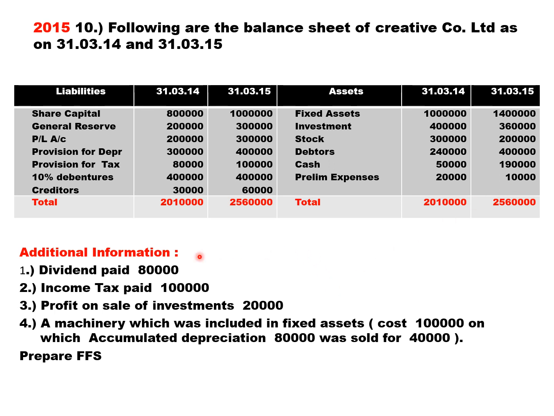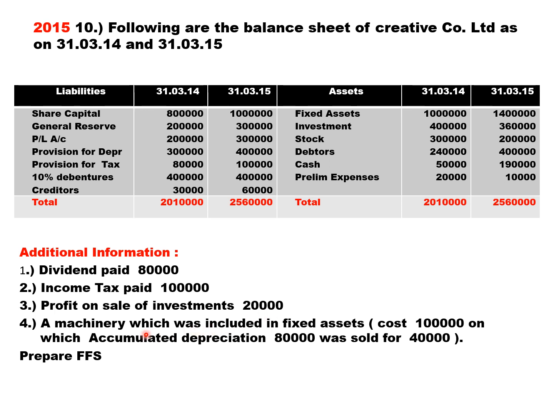Next, additional information. 80,000 is a dividend paid, which will come in 2 places, adjusted PL account and FFS. Income tax paid 1 lakh will come in 2 places. It will come in FFS. It will come in the provision for tax account and FFS. Profit on sale of investment 20,000 will come in 2 places. It will come in the investment account and the adjusted PL account.